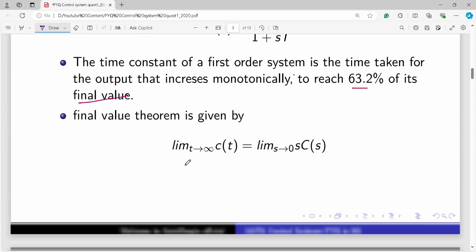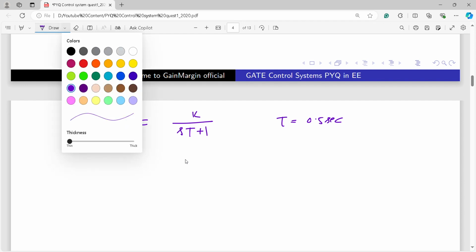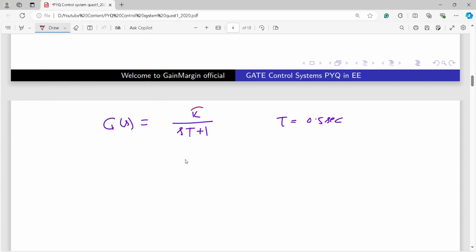So let me write here our first order transfer function. I am just calling G(s) is K by sT plus 1. Sometimes people also call it K by s tau plus 1. So this is no problem. And we know T or tau, 0.5 second, which is given in the question. Our only concern is how to find the K value. For this they also gave the final value, 10 radian per second.